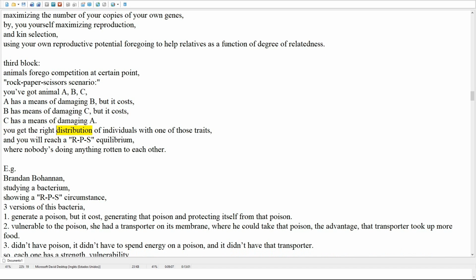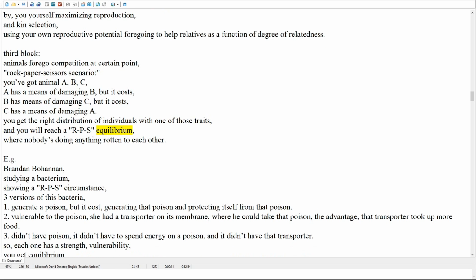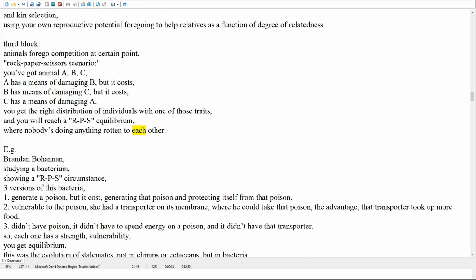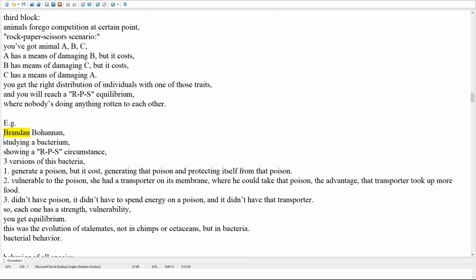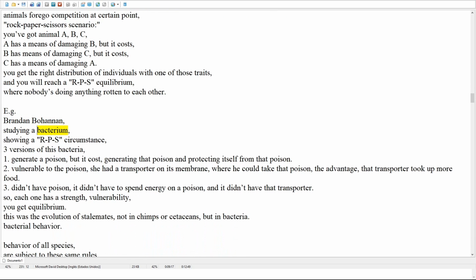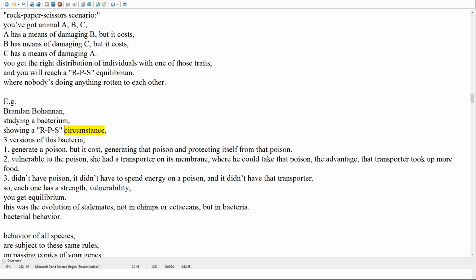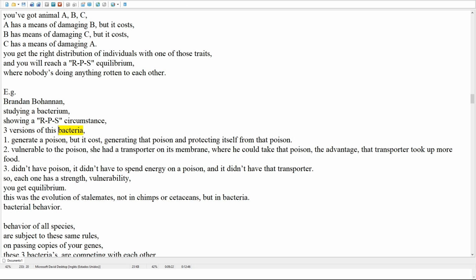You get the right distribution of individuals with one of those traits, and you will reach an RPS equilibrium, where nobody's doing anything rotten to each other. E.g. Brendan Bohannan, studying a bacterium, showing an RPS circumstance. Three versions of this bacteria.